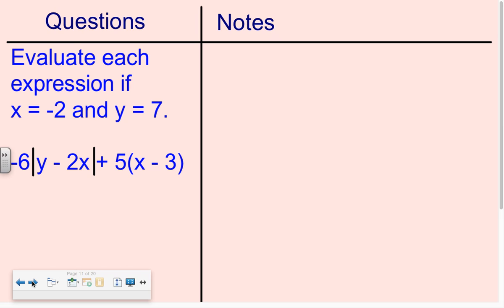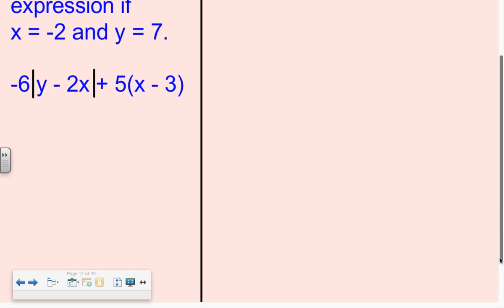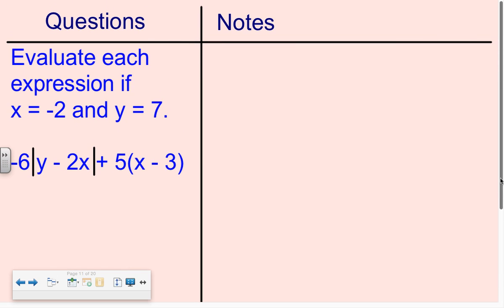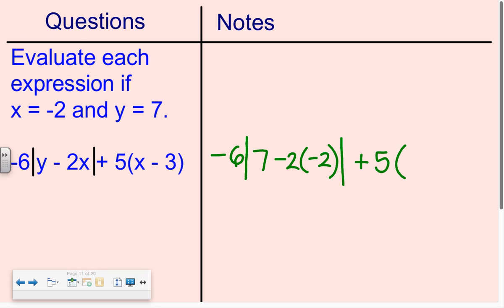All right, this time we've got a little bit more complicated problem, but we can still take the same steps we did on the first few. So -6, so y is 7. Okay, lot going on here, but let's still follow PEMDAS on this one. So let's start by working with our absolute value bars.